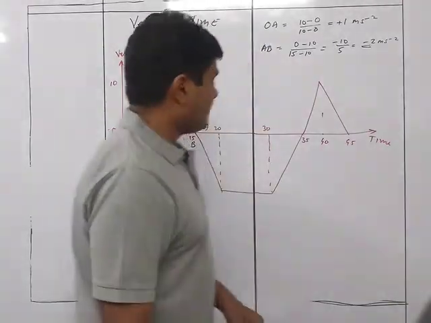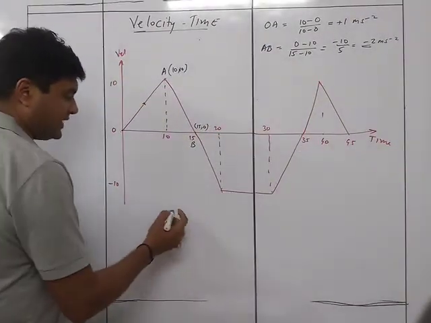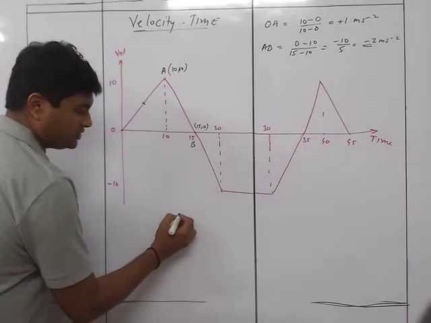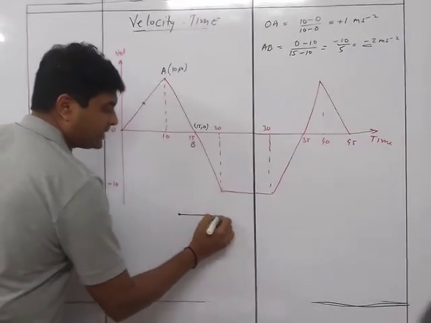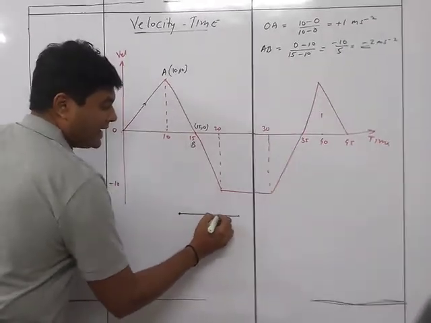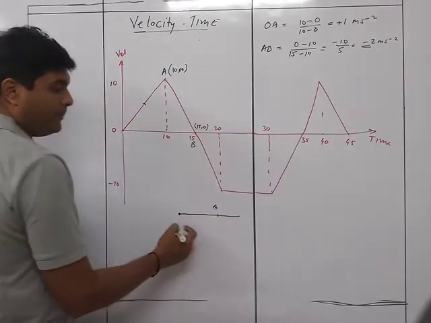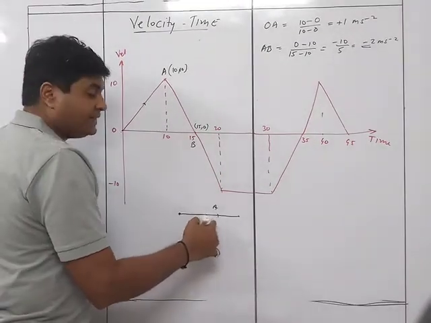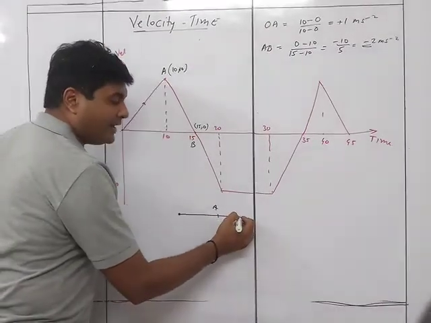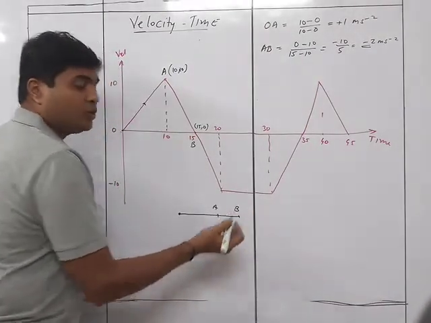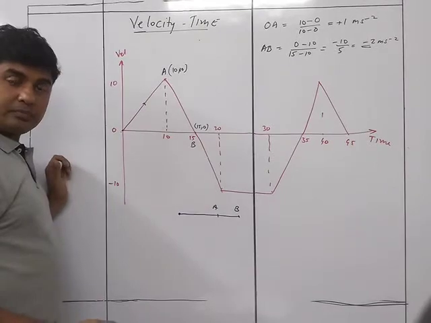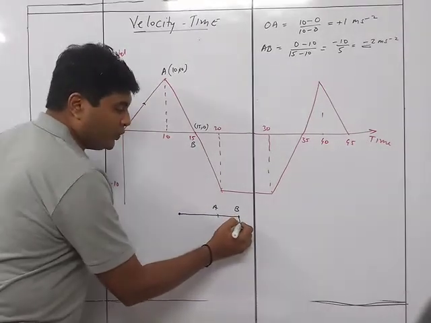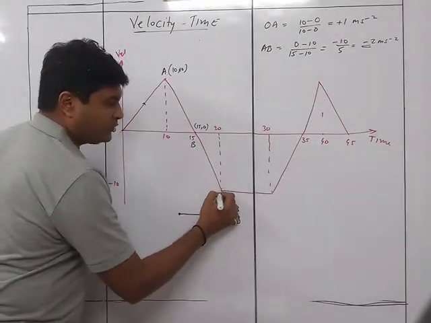That means if I look at the motion of the body, what will happen? It started from zero, went this way, and reached point A. At this particular point, it was increasing its speed, then the brakes were applied and by the time it reached point B, it came to rest. Then what happened? It took a U-turn, and it reached point C.